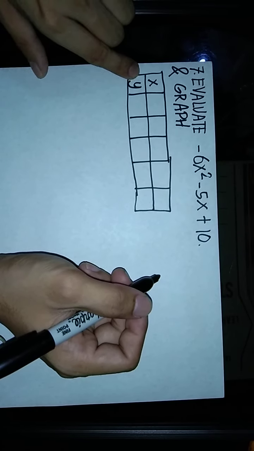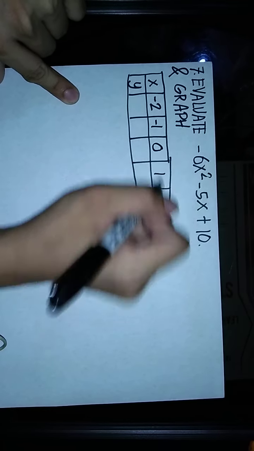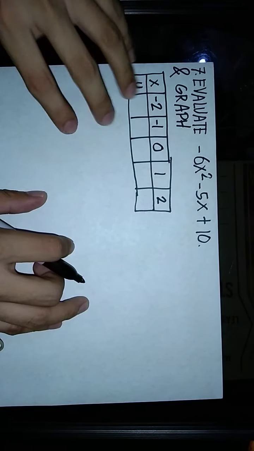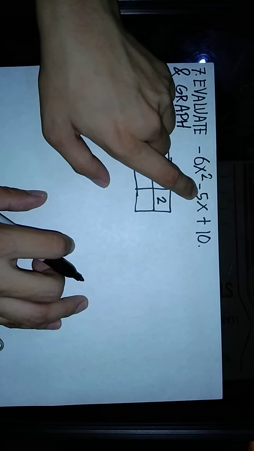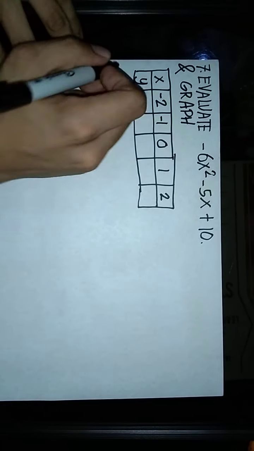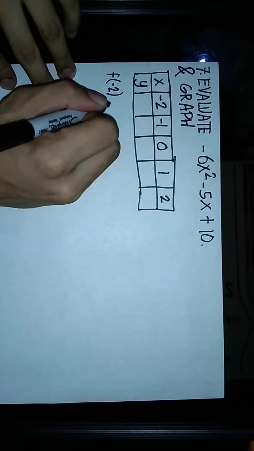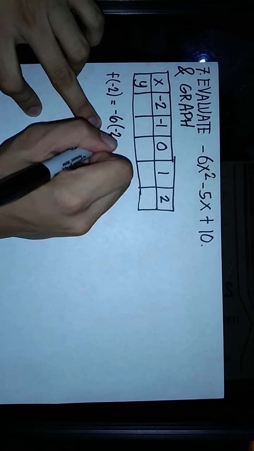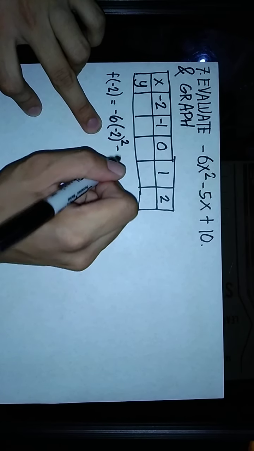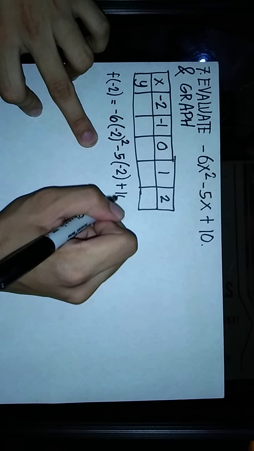So, again, yung ating given values ng x is negative 2, negative 1, 0, 1, and 2. Okay, so substitute lang natin yung given values ng ating x values doon sa ating given function para masolve natin kung ano yung kanyang y values. So, let's have f of negative 2. So, substitute lang natin. So, we will have negative 6 times negative 2 squared minus 5 times negative 2 plus 10.